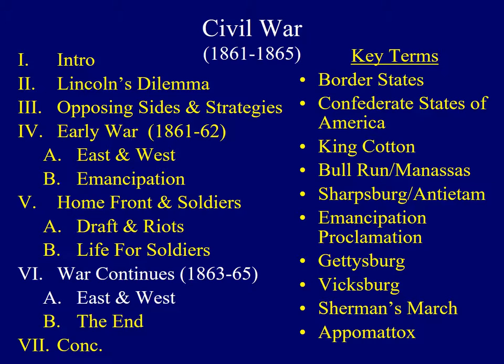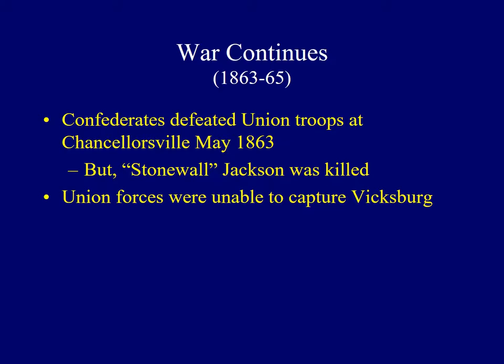1863 proved to be a pivotal year in the war as fighting continued in both the East and West. Early in 1863, Union prospects seemed dim. In May of that year, Confederates defeated a much larger contingent of Union forces at Chancellorsville in Virginia. However, Robert E. Lee also lost his right-hand man when Stonewall Jackson was mistakenly shot by his own troops as he returned to camp at night.